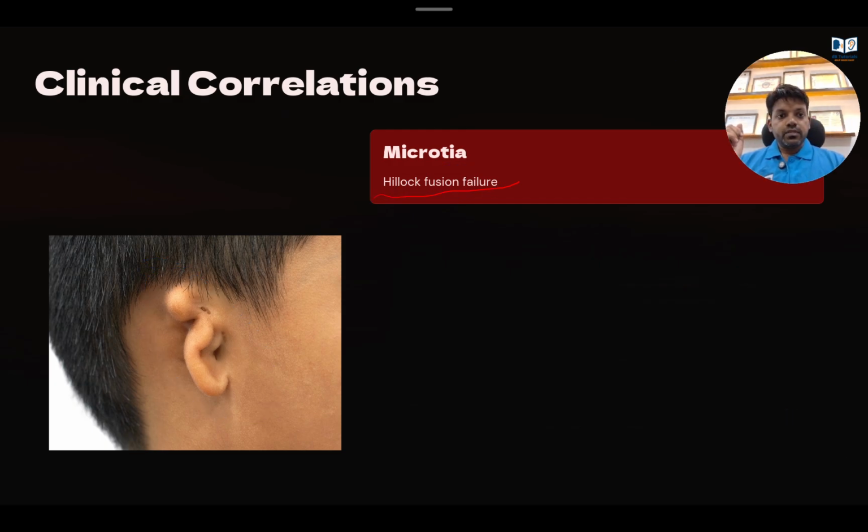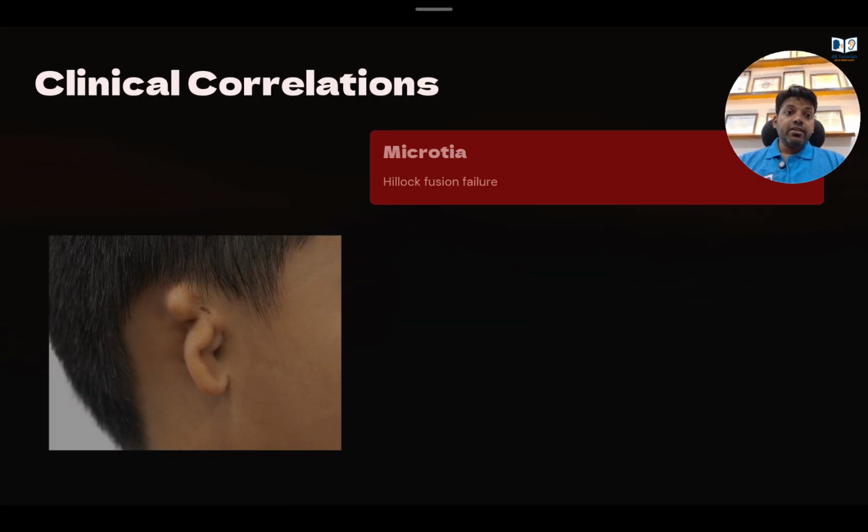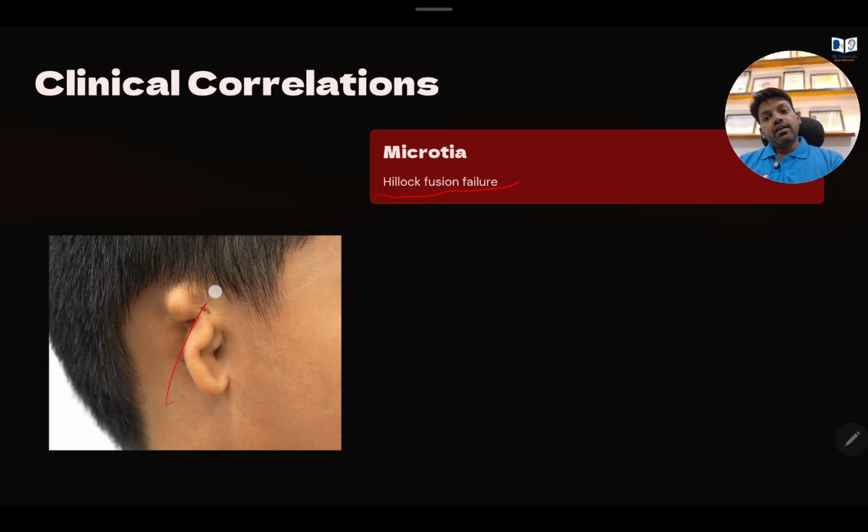At the same time, there can be anotia. Anotia means the complete absence of the pinna itself. There can be just a small opening, or it can also be fused. So we will not say pinna itself. That is also possible.